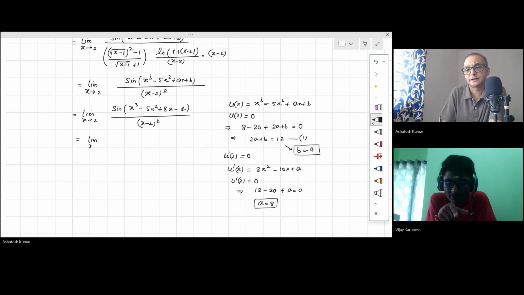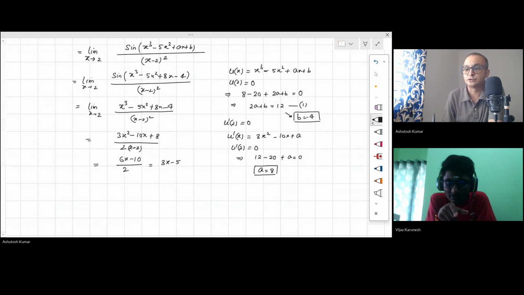And since I'm getting limit x tends to 2 of x cube minus 5x square plus 8x minus 4 over x minus 2 the whole square, now I'm differentiating 2 times, or we can factor it out one time and then differentiate again. So let's differentiate this. It becomes 3x square minus 10x plus 8, and there is twice of x minus 2. And one more time you differentiate, what we get here is 6x minus 10 by 2, correct? Yes, sir. So that is going to be 3x minus 5.